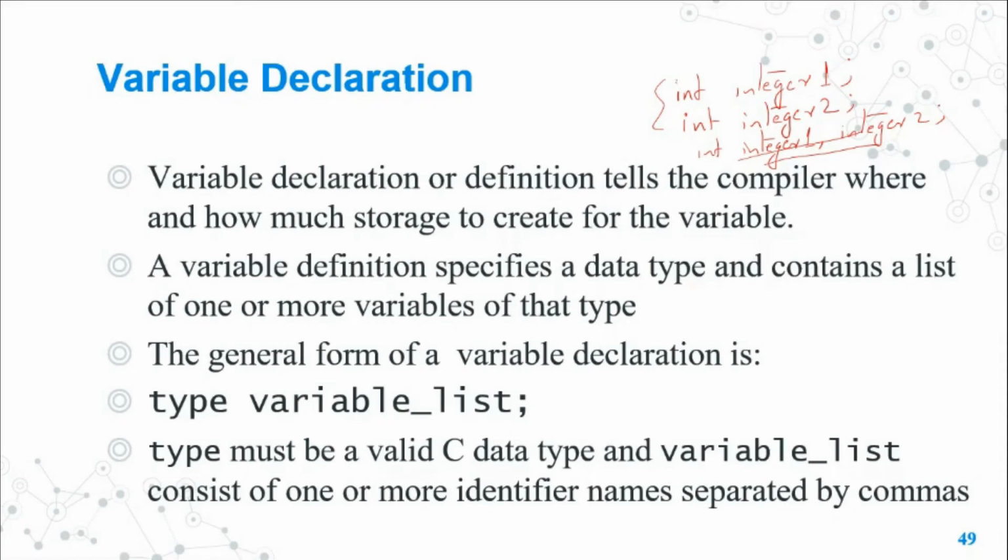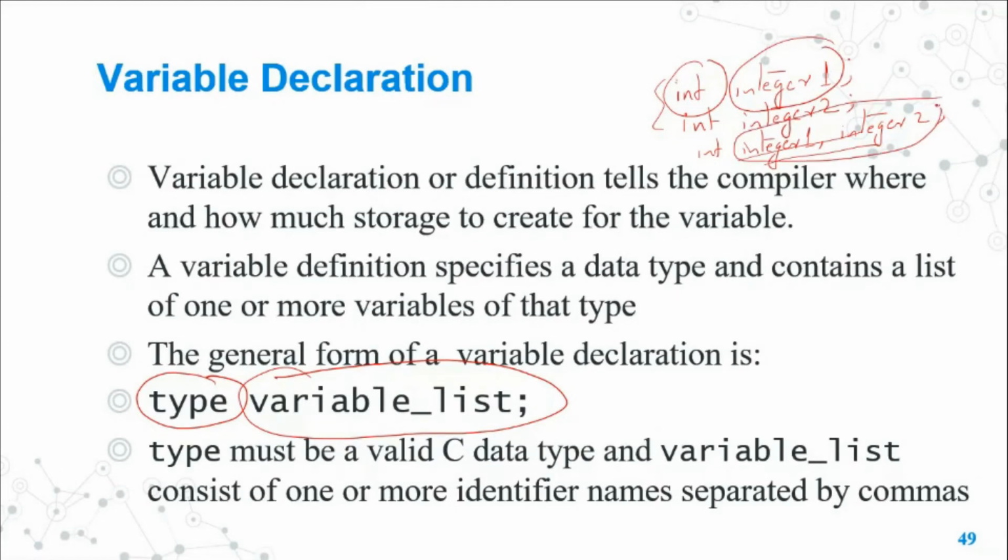If multiple variables are of the same type, you can separate them with a comma and declare them in the same line. The general form of a variable declaration is: type, which is the data type, here int, then the variable list. It can be only one variable like this, or a list of different variables like this. Both are possible. The type must be a valid C data type, and the variable list consists of one or more identifier names separated by commas. That is how variables are declared.